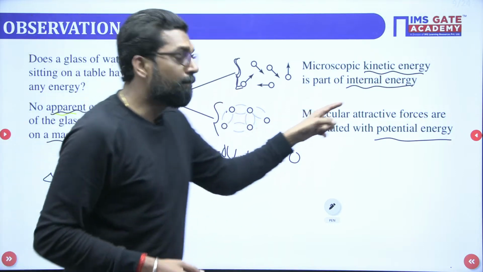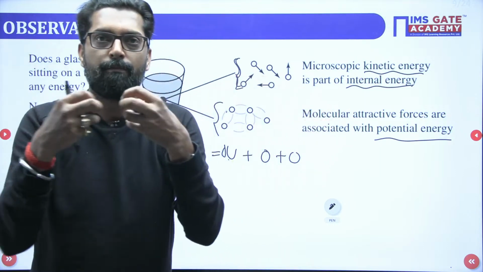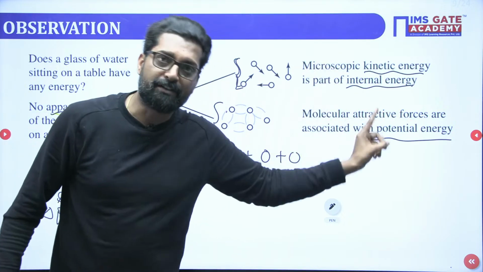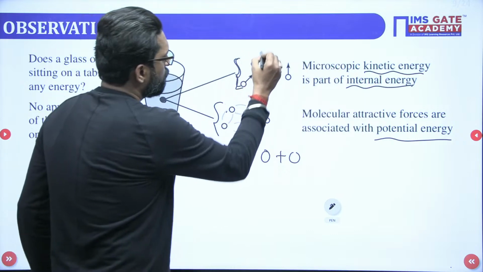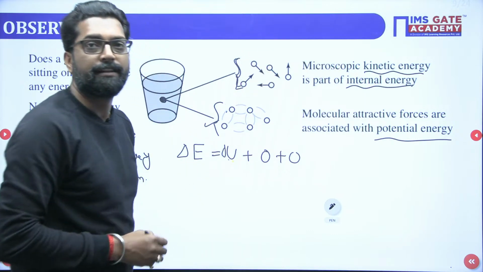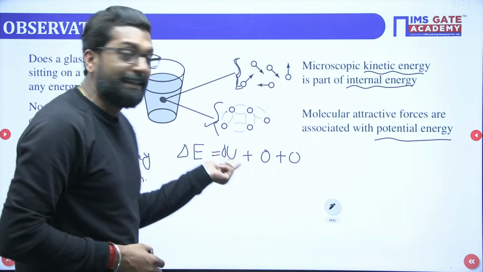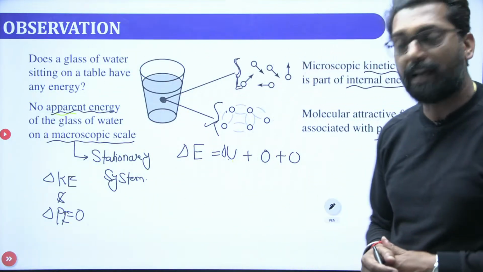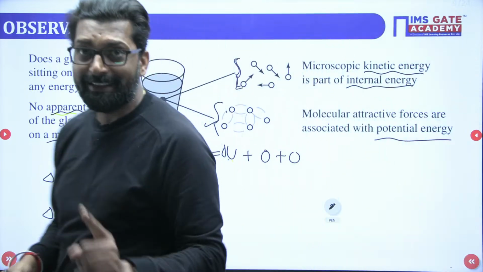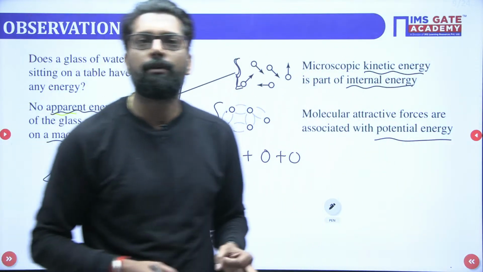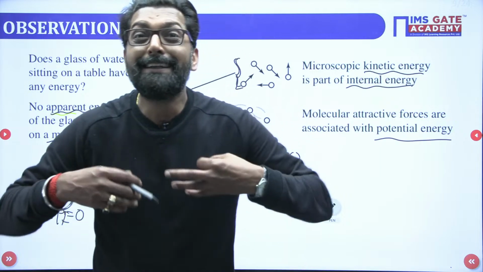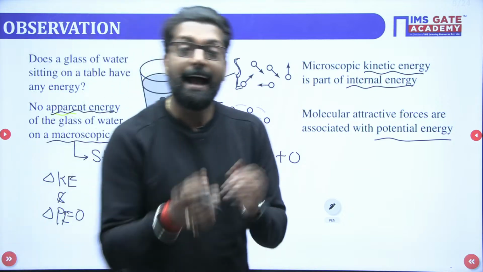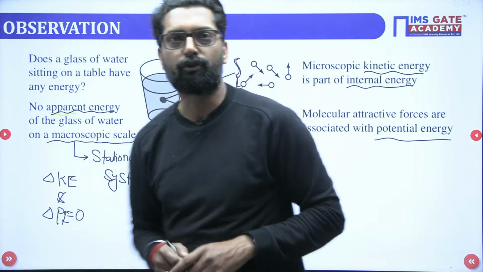Second one is molecular attractive vibration, which is associated with the potential energy. So one has kinetic energy and the other has potential energy. Sometimes internal energy is also called thermal energy. So mind it, beta, thermal energy is a form of internal energy, at the microscopic level.